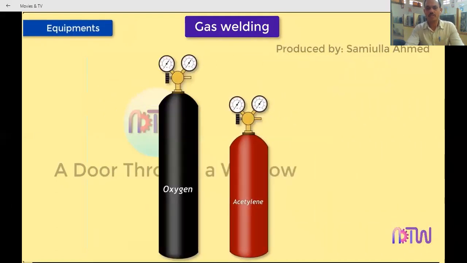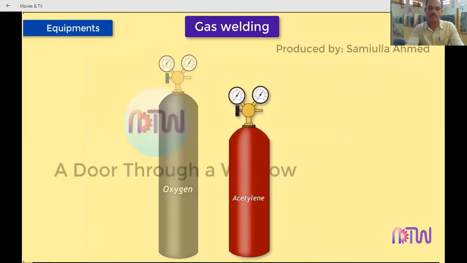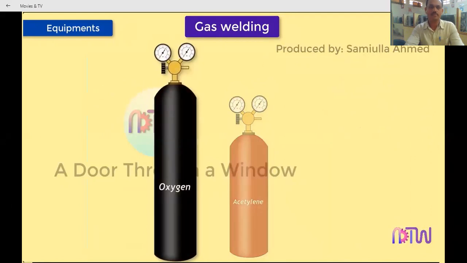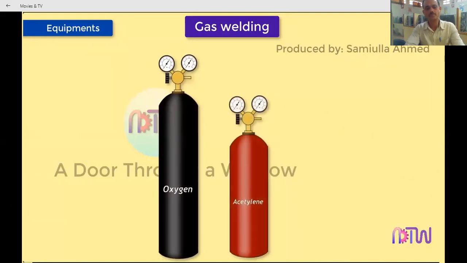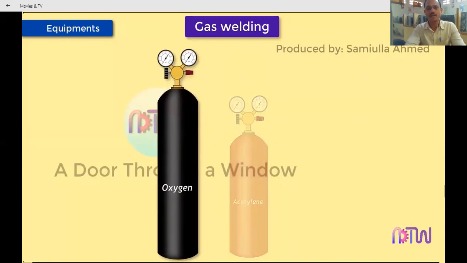You can observe here, these are the two cylinders. One is for oxygen and one is for acetylene. Oxygen and acetylene are filled in these two cylinders under pressure. We have to keep them in upright positions, and when the gas is not in use, we have to close these taps.